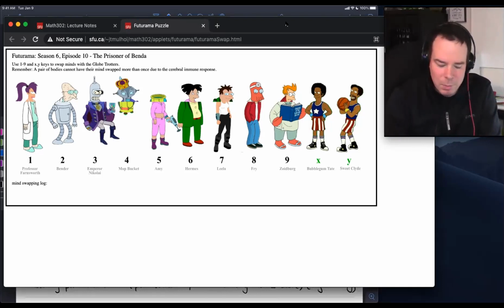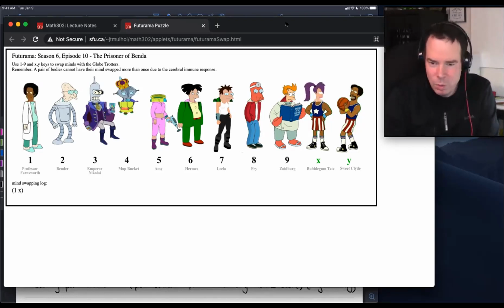The way you can swap them is to use keyboard keystrokes. So if I want to swap X with Bubblegum Tate's mind with the mind that's currently in the professor, then I just hold X and hit 1 at the same time. So I'm holding down X and then I press 1, and that'll swap them. And then you can see the log down below. If I try to swap them again, X1, I get this message that they cannot be swapped due to the cerebral immune response. So I can't reuse that cycle again.